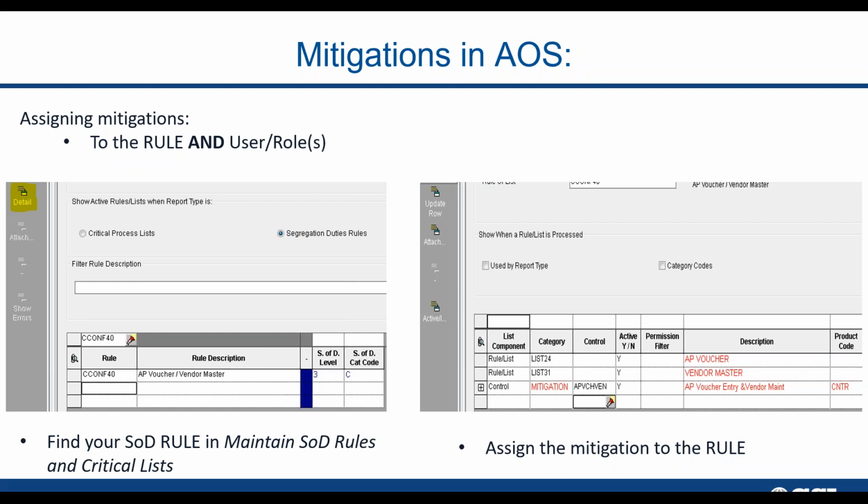You can just enter the list component. You change from a rule/list to a control. You can see in the category it's a mitigation. You choose your control and then you save it. And that's how you apply it to the rule.